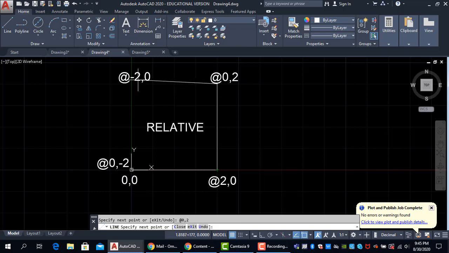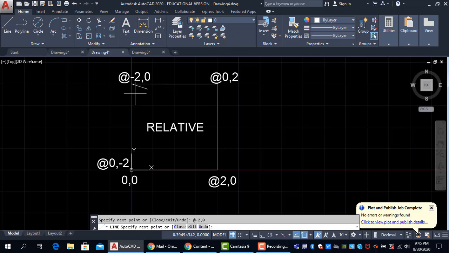What is it going to do? It's going to go -2, which means we're going left now. We're not going right, we're going left. So we have to put -2 on X and 0 on Y, because now we're not going up or down. So we're going to do that. So @ -2, comma 0, and there it is. Okay. Notice it's getting those points from the previous point.